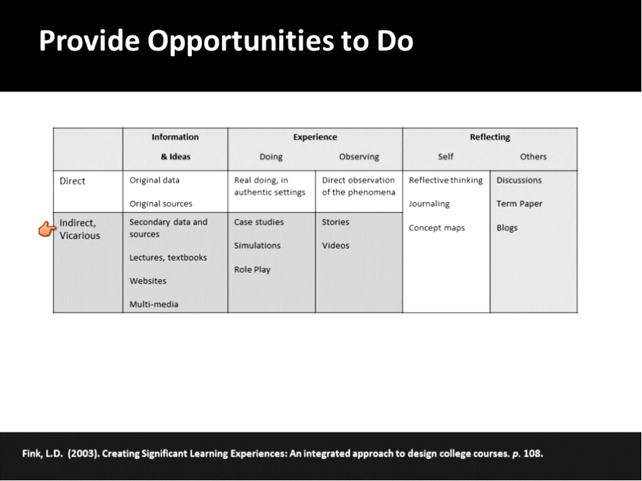But then we have the indirect or the vicarious ways of doing things. You can read down the list, but this is where they're not getting the primary source, but now they're getting some secondary sources of information.